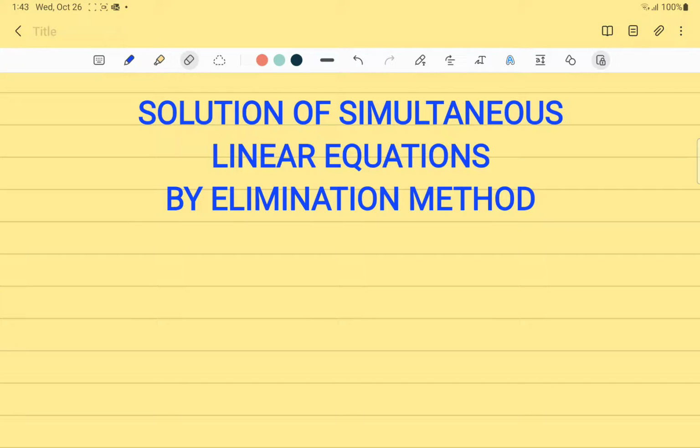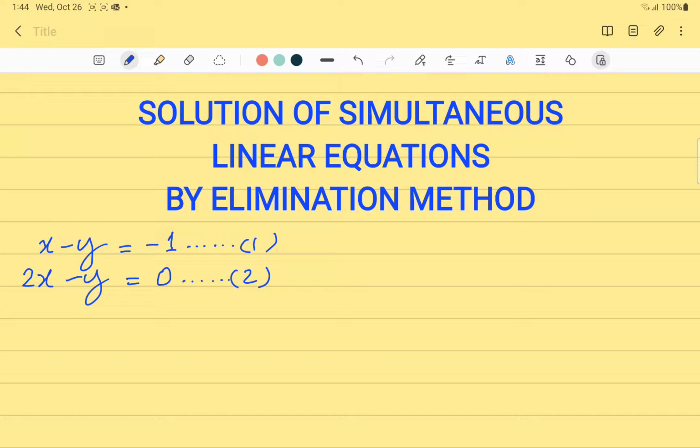So our given equations of this question are x minus y is equal to minus 1. Let us call this equation number 1, and then 2x minus y is equal to 0, and let us call this equation number 2.